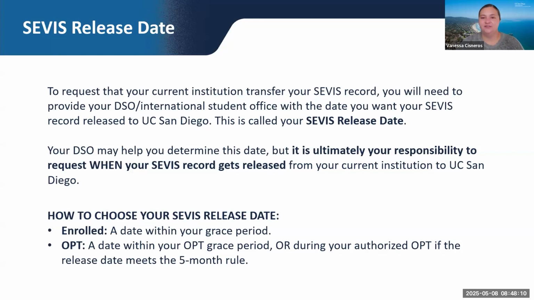When you request your SEVIS transfer, you are going to need to tell your current institution what date you would like them to release your SEVIS record to UC San Diego. If you remember from earlier in this presentation, your SEVIS release date is the specific day that your current school will electronically transfer your SEVIS record to us here at UC San Diego. It is your responsibility to choose your SEVIS release date. Your current DSO or International Office may be able to help advise on what date to select or what works best in your situation, but ultimately it is your decision and you will provide this information to your current International Office.